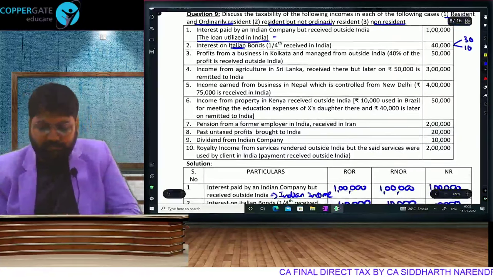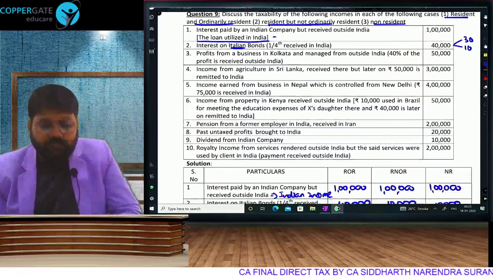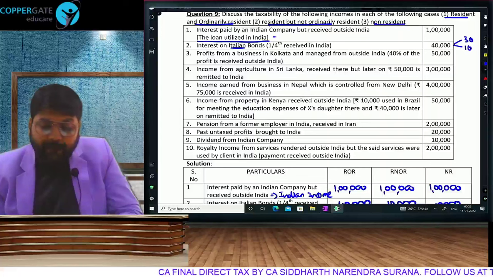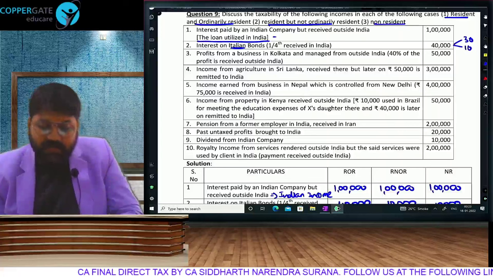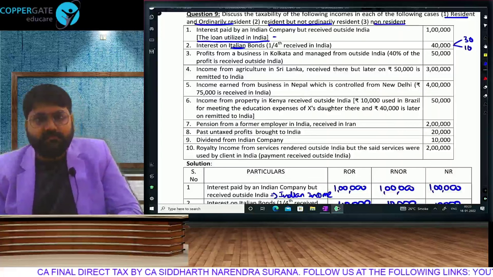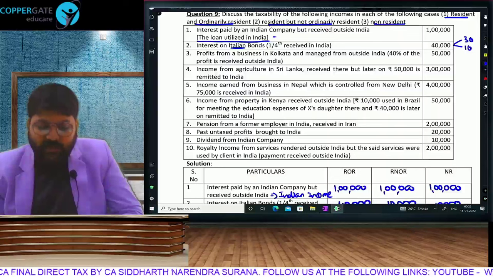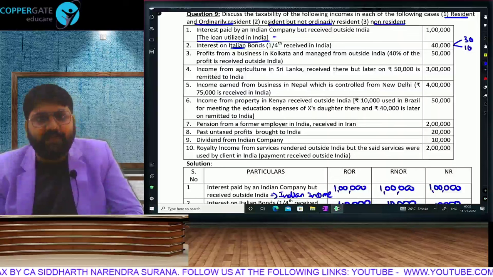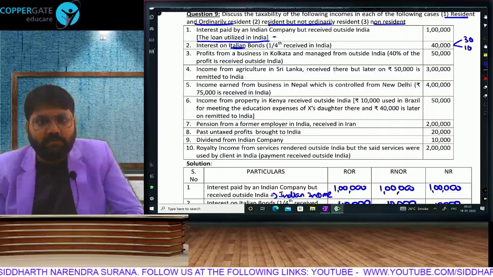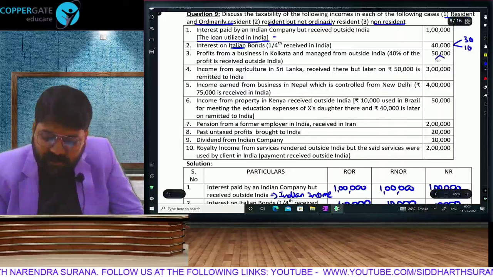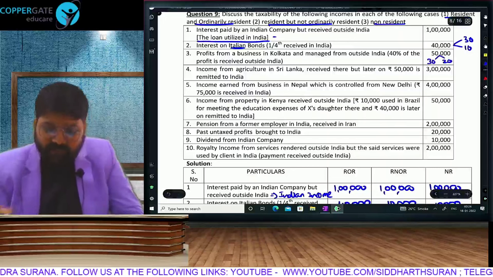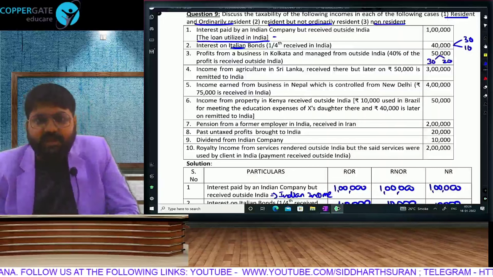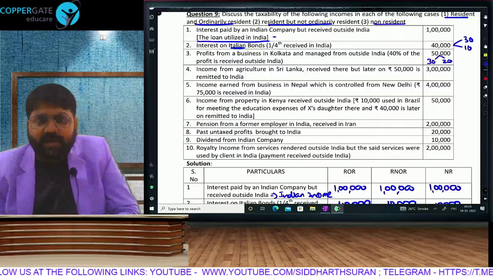Third income, please. Profits of a business in Kolkata managed from outside India. 40% of the profit is received outside India. If 40% of the profit is received outside India, can I say 60% of the profit must have been received in India, if I am not wrong? Yes, sir. That means this time if I have to classify this income, can I say it will be 30,000 and 20,000? 30,000 is received in India and 20,000 is received outside India. You agree with this?